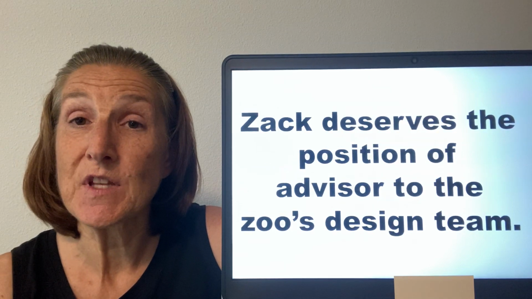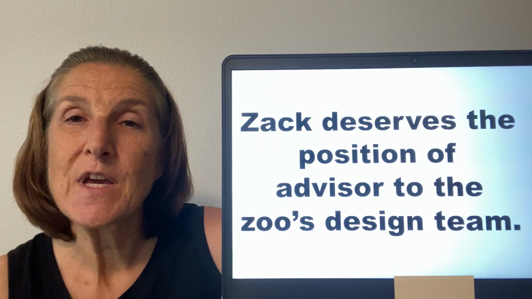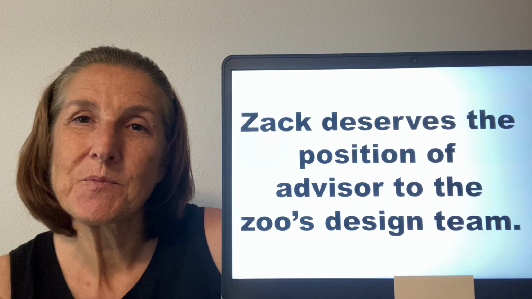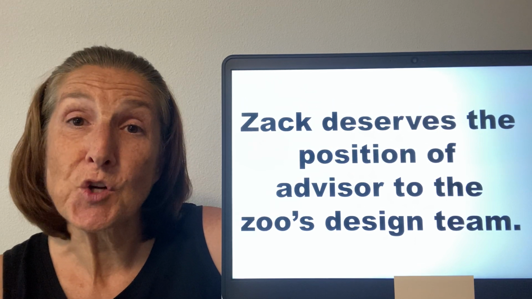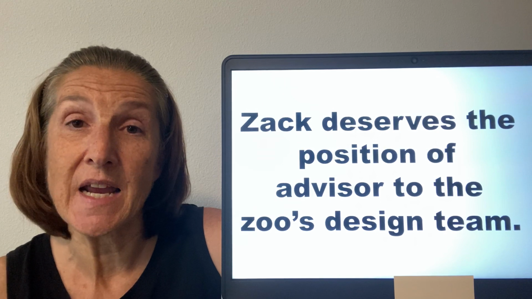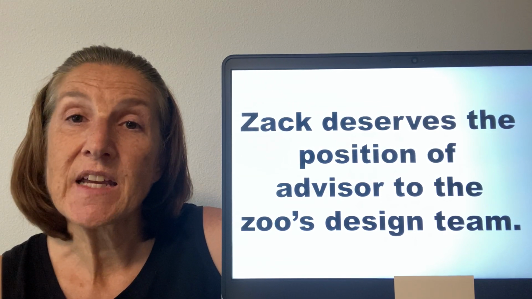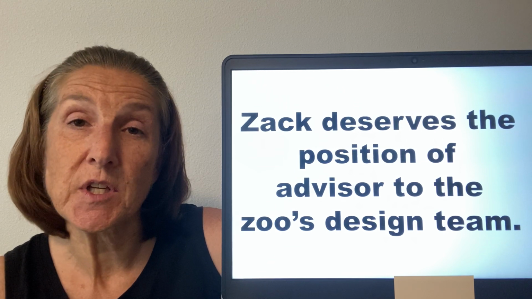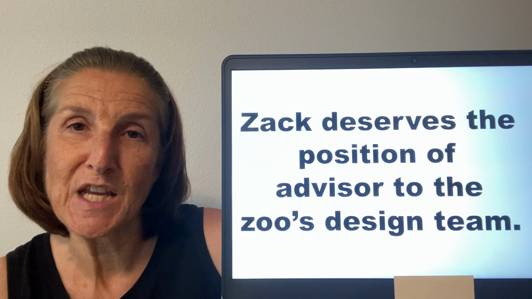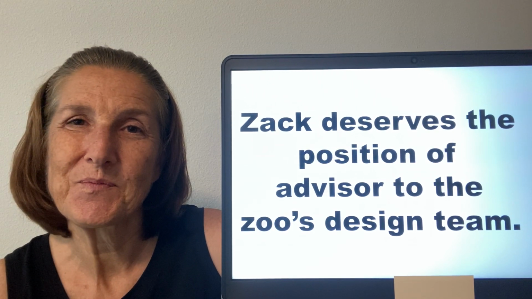Now let's look at a sentence that uses those Z sounds. Again, I'll read it first, then we'll read it together, and then you can try it on your own. Zach deserves the position of advisor to the zoo's design team. Let's read it together. Zach deserves the position of advisor to the zoo's design team. Now you try it on your own.